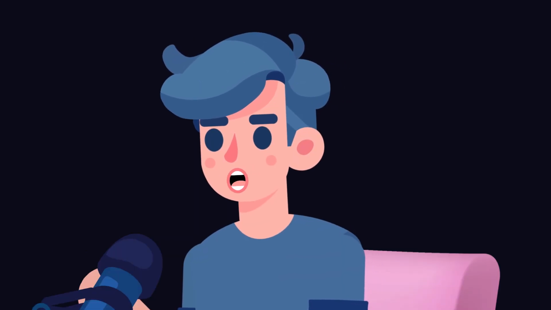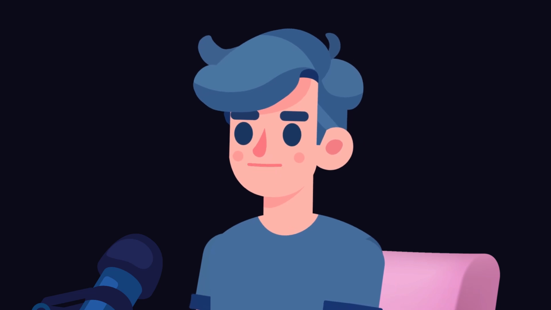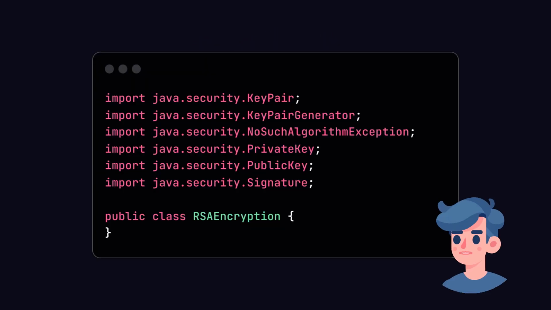Before we dive into coding, let's ensure you have JDK installed on your machine. You can check your installation by running java -version in your command line. To begin, we need to import the necessary Java libraries, java.security and javax.crypto. Let's look at the initial setup of our Java class.